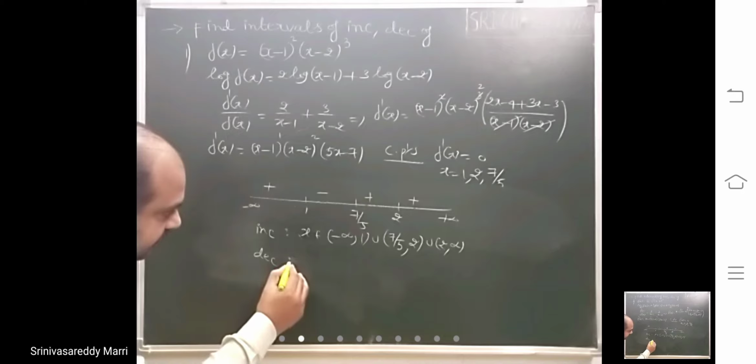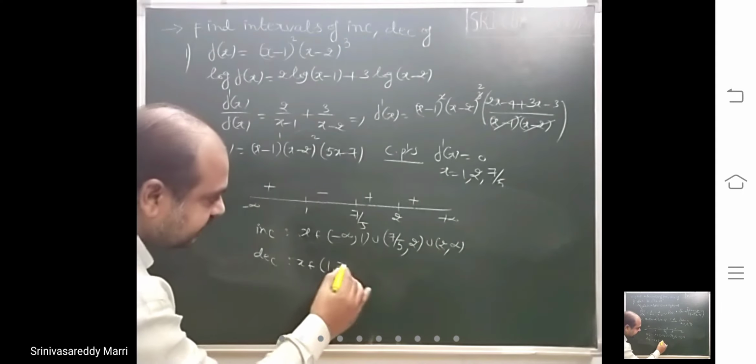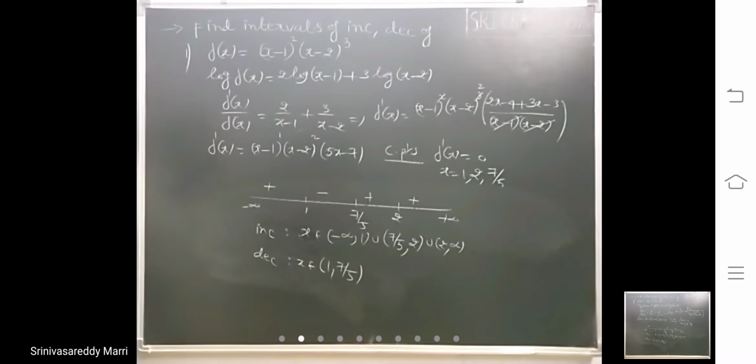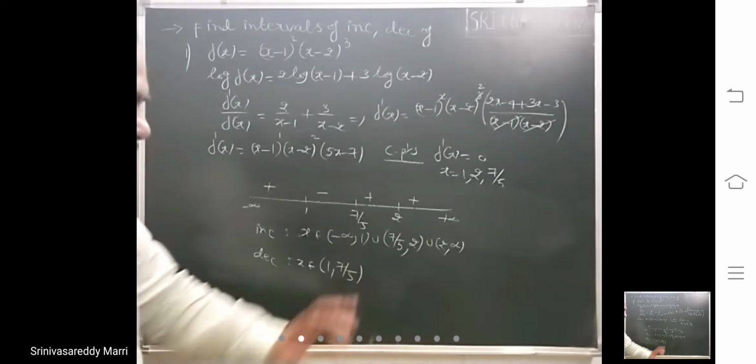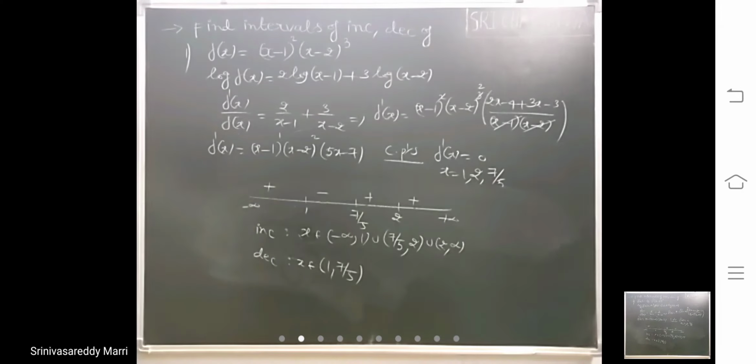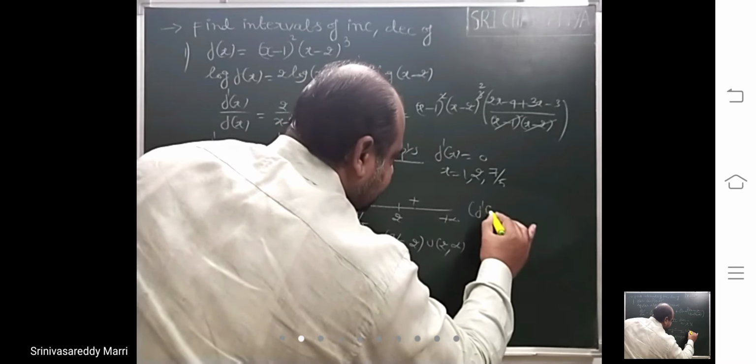Decreases in negative interval 1 comma 7 by 5. Like that, simple. Finding derivative and then critical points, mark them on the real number line and give signs. Positive intervals means increasing, negative intervals means decreasing. This is f dash x sign.